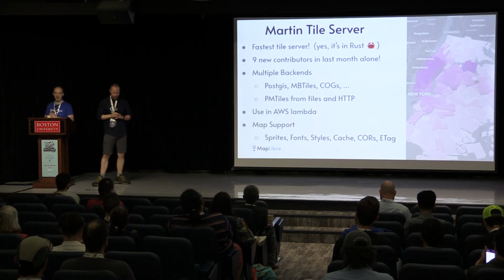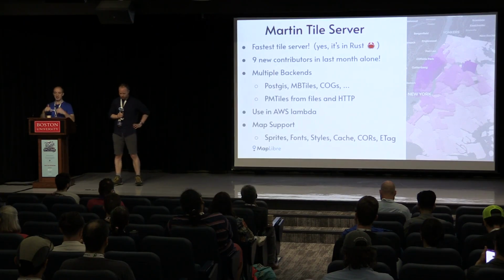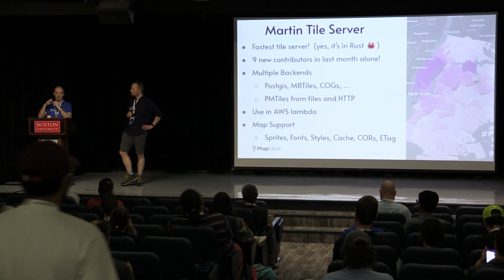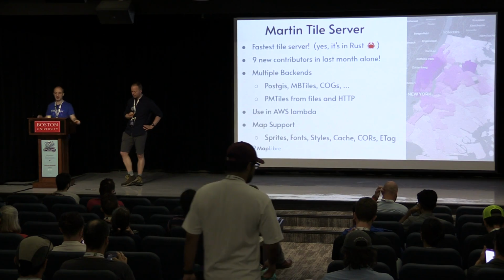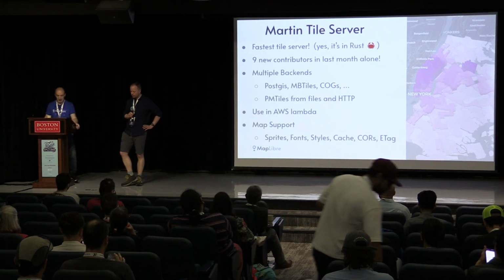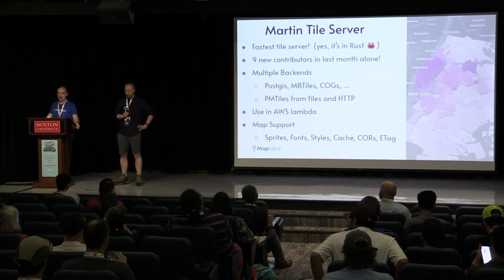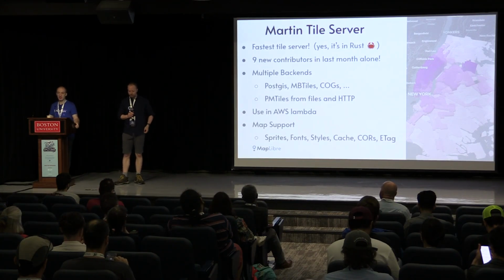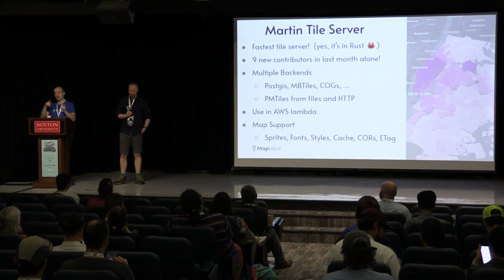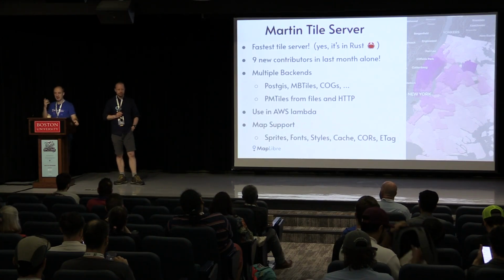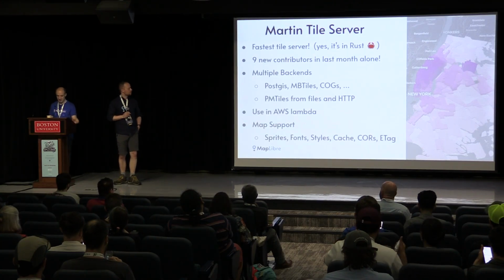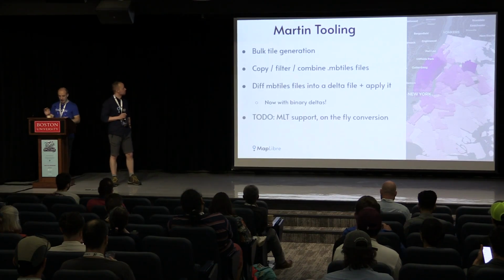On top of that, you can combine tiles on the fly, like multiple layers, combine it into a single tile and serve it. So from the user's perspective, it's all one tile. It supports fonts, sprites, style serving, so everything you need for MapLibre to be happy. The MapLibre GL JS or MapLibre native. I use MapLibre quite broadly in this sense.